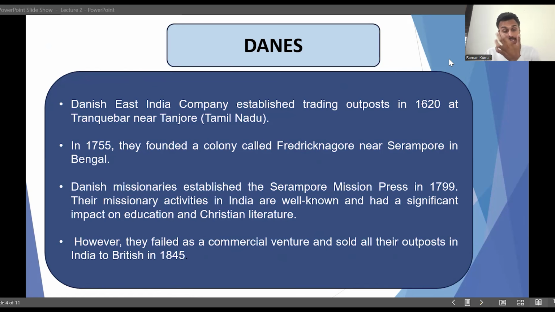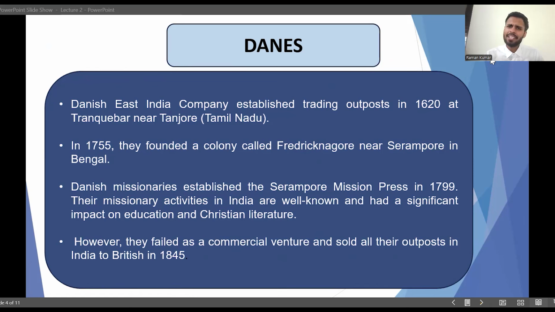The affairs of the Danes in India were even more brief than the Dutch. The Danish East India Company established trading outposts in 1620 in India. Their headquarters was Tranquebar near Tanjore. This is a very important fact actually, because Tanjore and Tranquebar are only associated with the Danes and with no other major power. So you have to remember this fact very well.